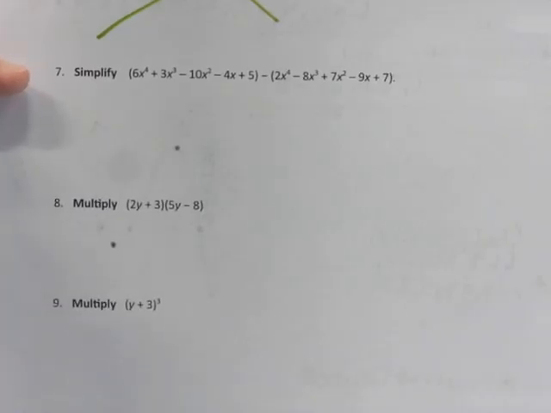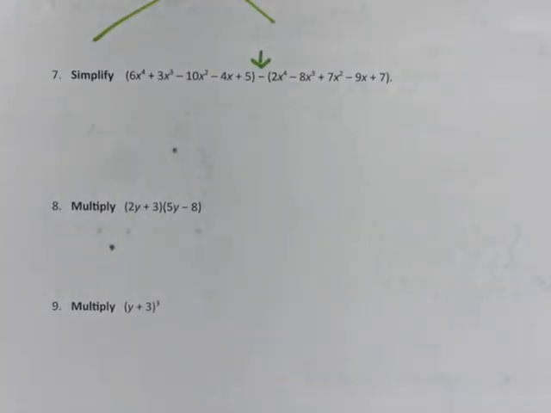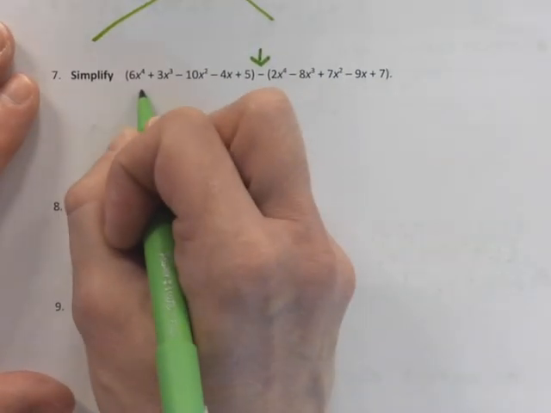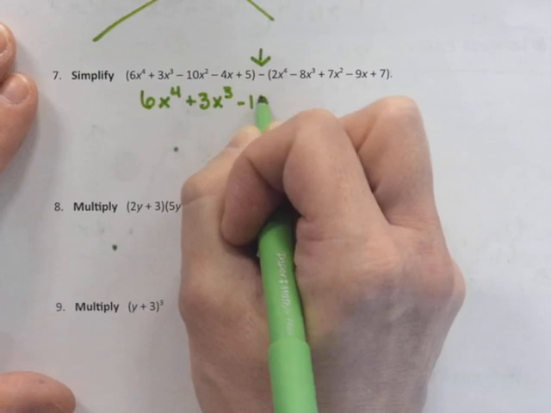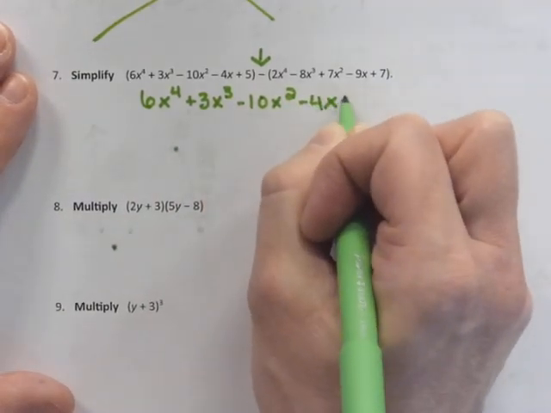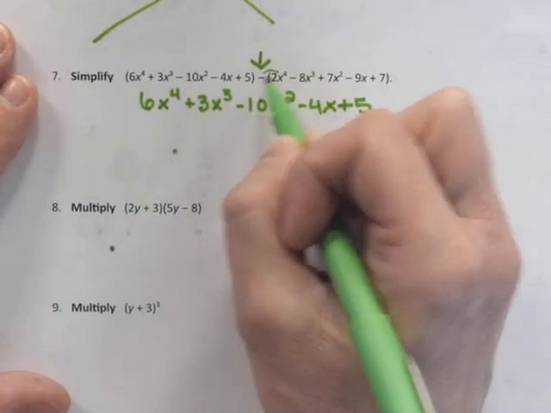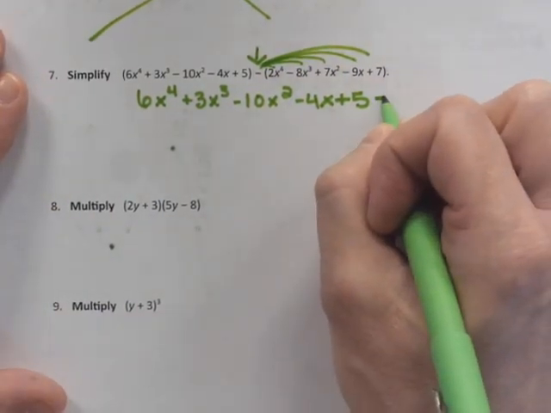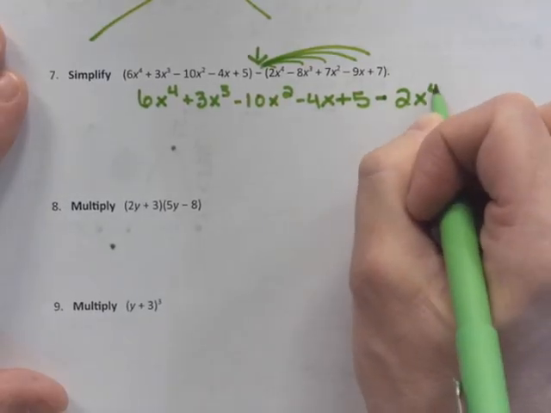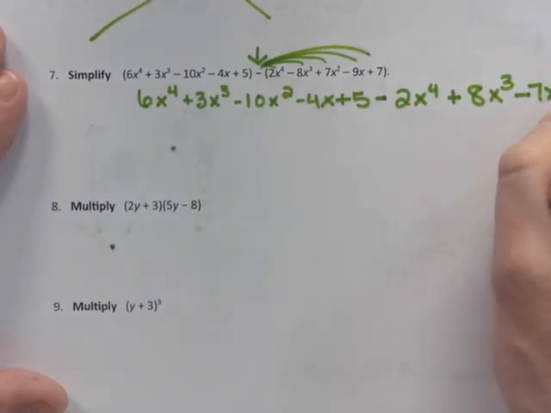Do you see how number 7 is just subtraction? Be careful. It's not asking you to multiply. That'd be super mean, wouldn't it? If that was a multiply one. Okay. We've got 6x to the 4th plus 3x cubed minus 10x squared minus 4x plus 5. So that whole first parenthesis stays as is. This second parenthesis, all the signs are going to change because I'm subtracting everything. So minus 2x to the 4th plus 8x cubed minus 7x squared plus 9x minus 7.